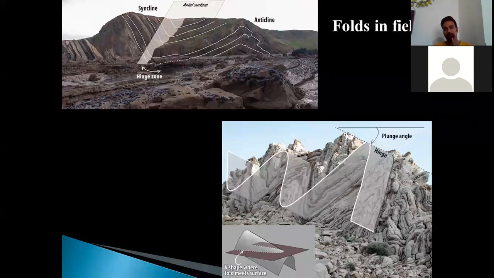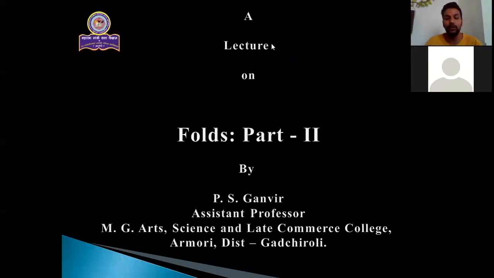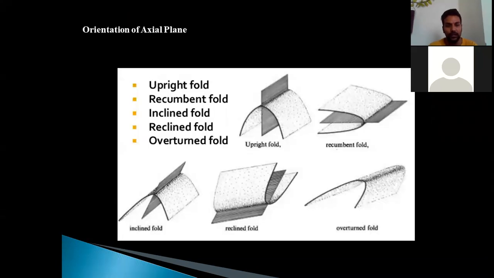So these are very beautiful and quite expressive pictures of the folds in the field. So let us have a revision of what we have studied today. Today's session was on fold part 2. Fold part 1 was on the definition and morphology of the fold, and fold part 2 is about the classification of the fold. In this classification we have seen the classification on the basis of orientation of axial plane, plunge, interlimb angle, Ramsey classification, profile, and mode of occurrence.